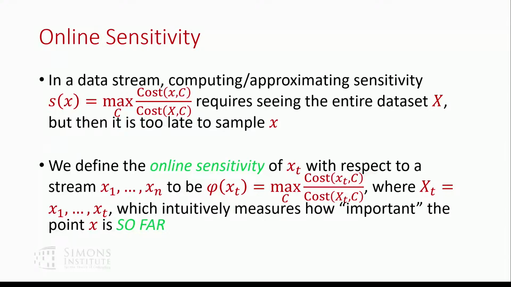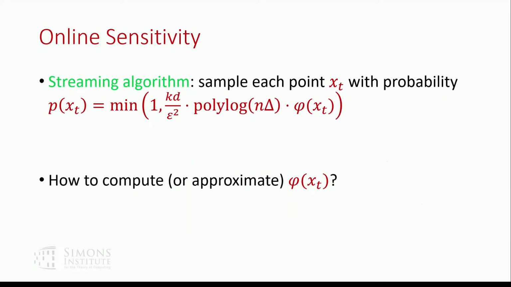Okay, so again, the online sensitivity is the same ratio, but now the denominator is x_t. It's the cost of the set of centers with respect to the first t points. Okay, so the algorithm is simple. We're just going to sample each point with probability proportional to its online sensitivity. And there's still two issues, though. First of all, how do we compute the online sensitivity? And then second, what is the sum of the online sensitivities?